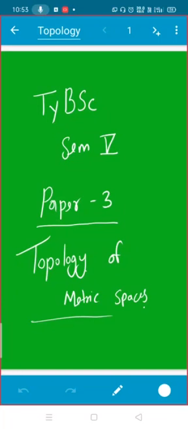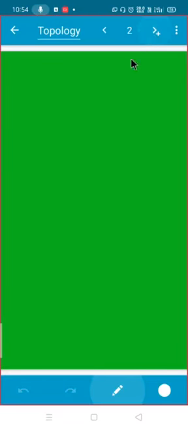So let us start. This is the first lecture of topology. Well, actually we are starting with the topology part. Before that we have done some introductory lecture. So before going to topology of metric spaces, have you heard this word metric? Maybe not. So let us go back and let us see.